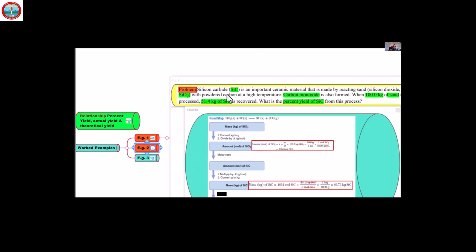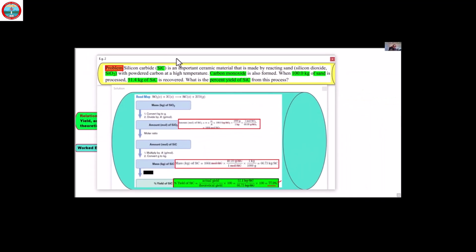The second example is this one. It states that in the reaction of silicon oxide with carbon to produce silicon carbide and carbon monoxide, we are given 100 kg of silicon oxide and 51.4 kg of silicon carbide. We are asked to calculate the percentage yield of silicon carbide. So first, use this roadmap.